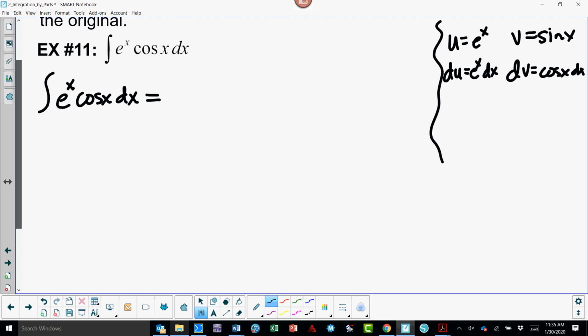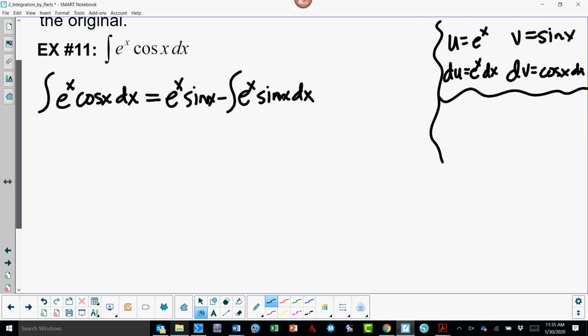So I'm going to get uv, which is e to the x sine x, minus the integral of v du, which is going to be e to the x sine x dx. So now I have to do that integral. Well, that integral is also going to need integration by parts. Now I just leave u and v. I don't make them u1 and u2, but you can do that if you want. I just realized that once I've done the first substitution, I'm finished with it. So I don't need it anymore.